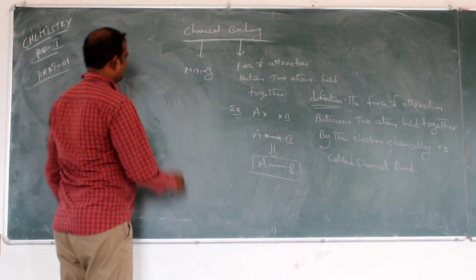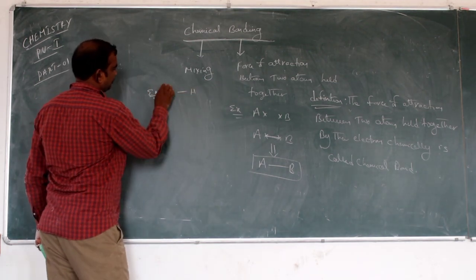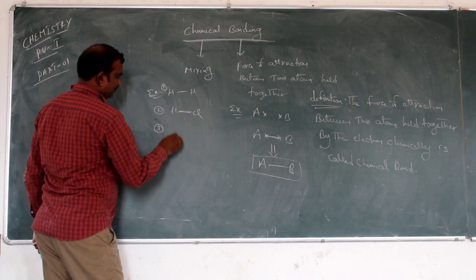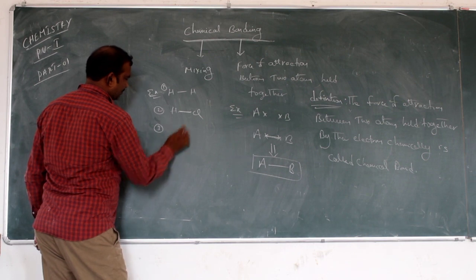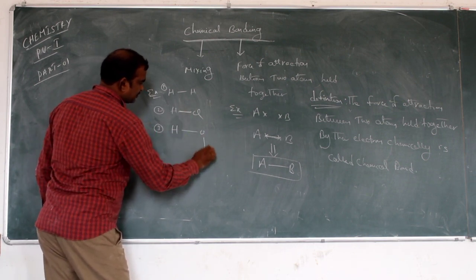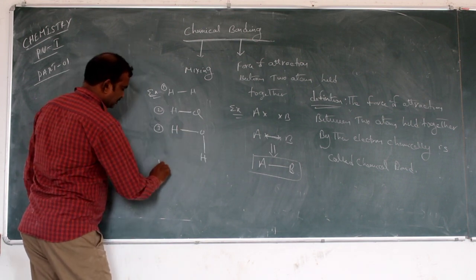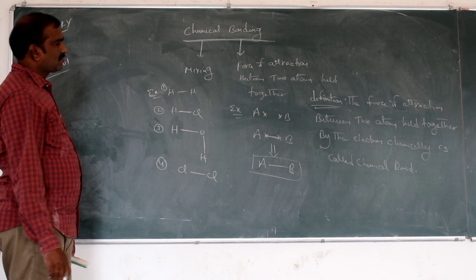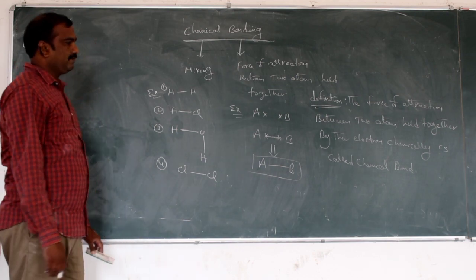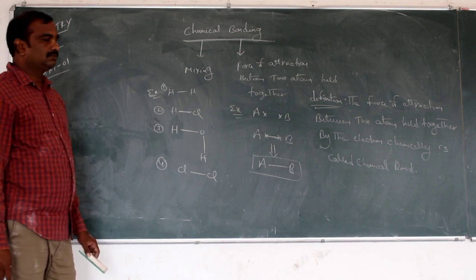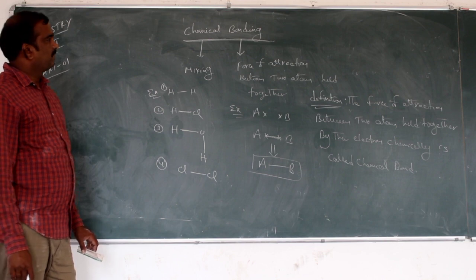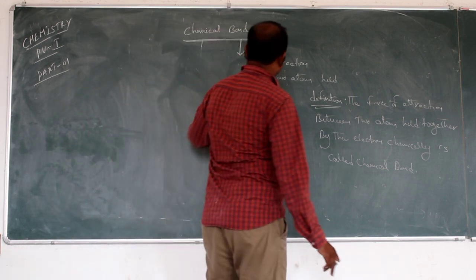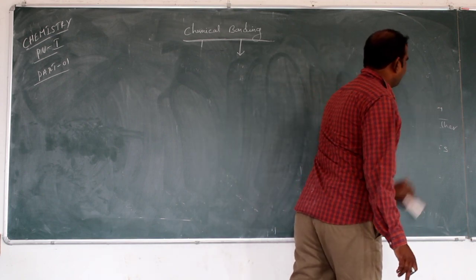So we can write so many examples. Examples: H2, H and H. This is one. Next, HCl, where a bond is also formed between H and Cl. H2O, where a bond is found between O and H, O and H. Cl2, where a bond is found between Cl and Cl. So many examples we can write here. So this is the definition of a chemical bond and examples.